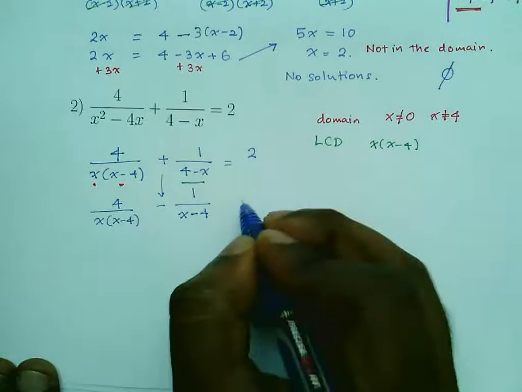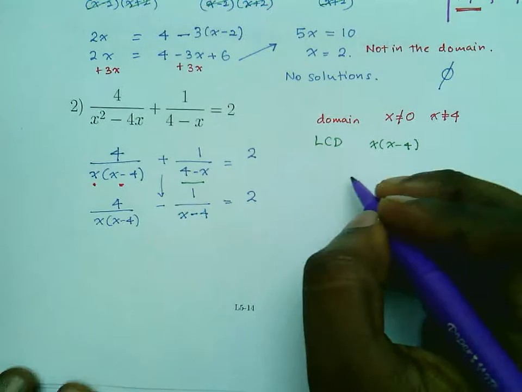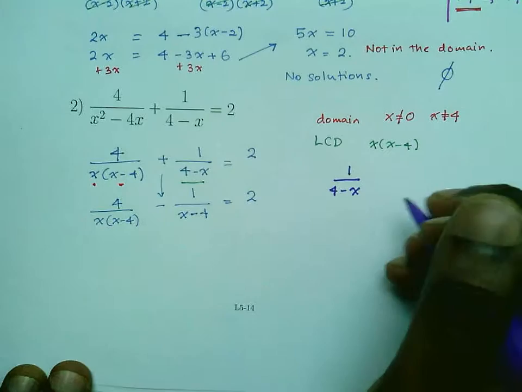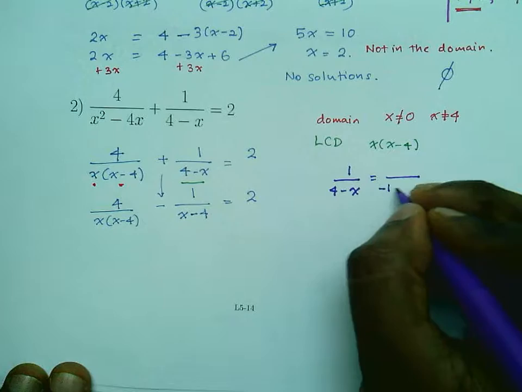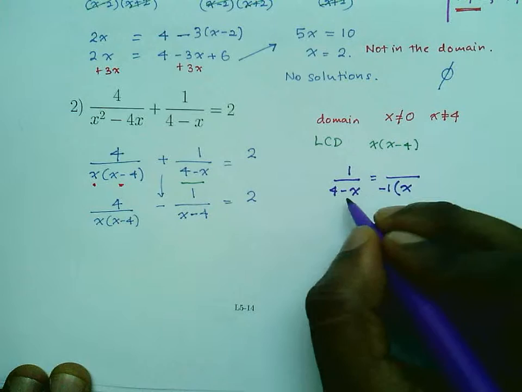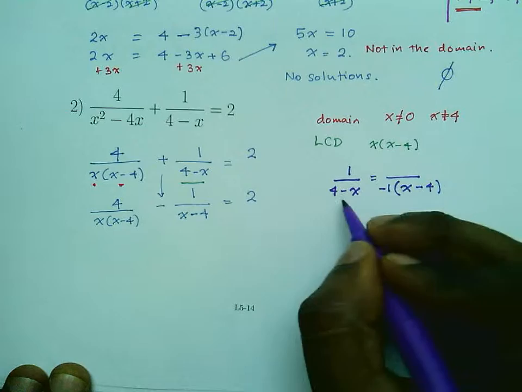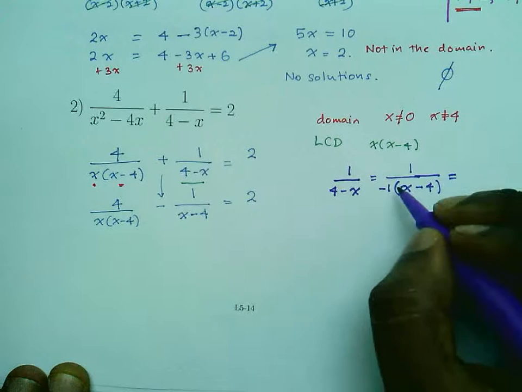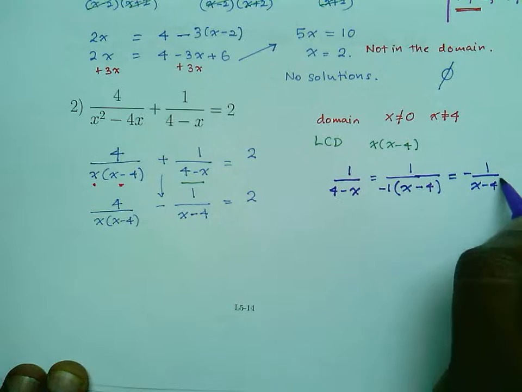Now, if you're wondering what just happened, let me write it down for you here. You originally had 1 over 4 minus x, which is the same as taking out a negative 1, and then you have x, because x times negative 1 is negative x, and then minus 4 because negative 1 times negative 4 is equal to plus 4. So this is true. And then by the rule of signs, this can just be negative of x minus 4. And that's what I wrote right here.